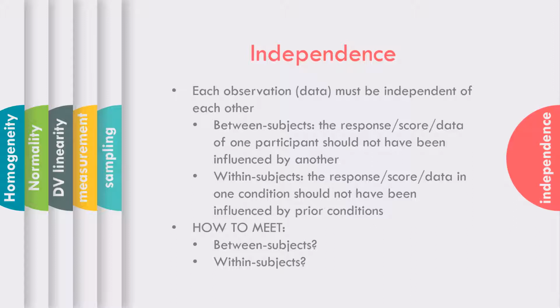In terms of independence, each observation must be independent, that is, not influenced by other entries in the dataset, regardless if it's from the same person or not. So how do we ensure this? Use random selection and random assignment, as well as counterbalancing measures when appropriate.